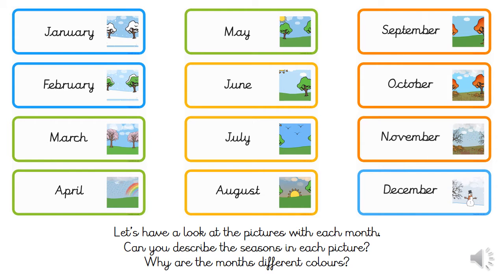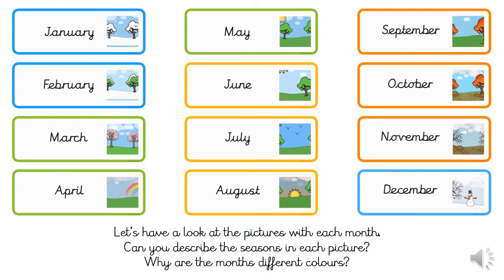Let's move on to February. February. So let's look at the sky. The sky is still snowing. It's not snowing so hard. There's still snow on the ground. And what about the trees now? There's only a little bit of snow on them now, isn't there?